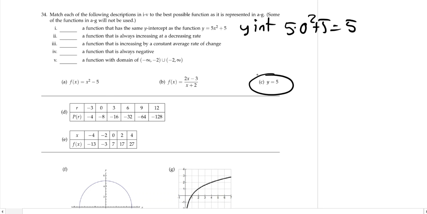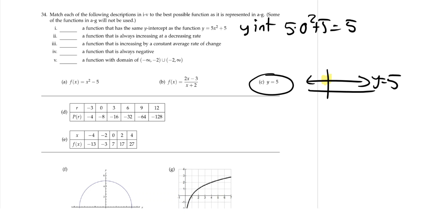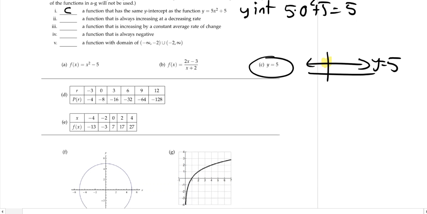Well, this one is y equals 5, so we know it's a horizontal line, and its y-intercept is 5. So then this is C right here. A function that is always increasing at a decreasing rate. Well, we did this previously. This is one of the previous questions. We know that this is a function increasing with a decreasing rate. That's a question that we did earlier. So then that's G.